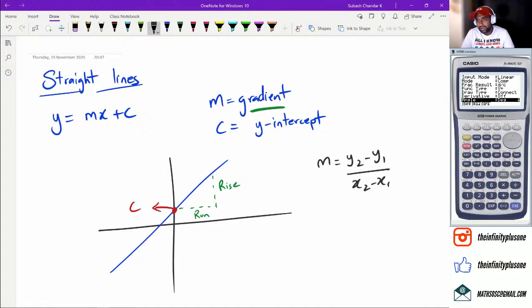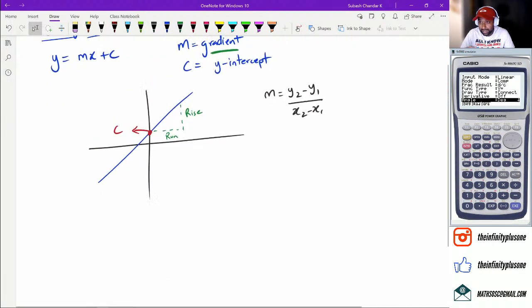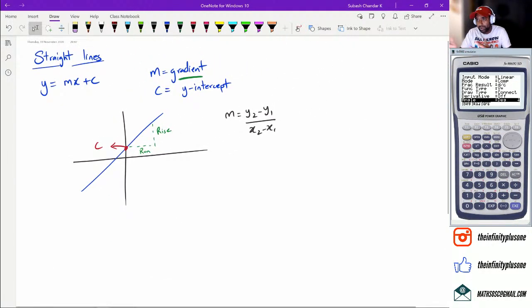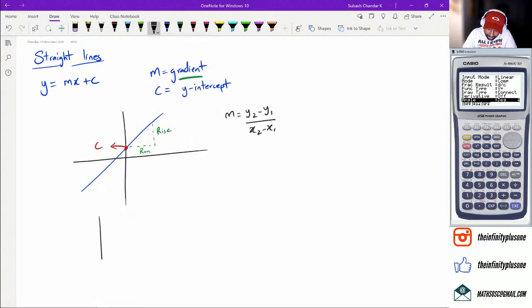Now, if for any reason you're the type of person that's like, oh, but I've been using the graphics calculator all the time, remember this: with the graphics calculator, you want to have 2 points for the equation of a straight line. So let's do a quick example here so that we can see both ways. Let's say we've got something like this.